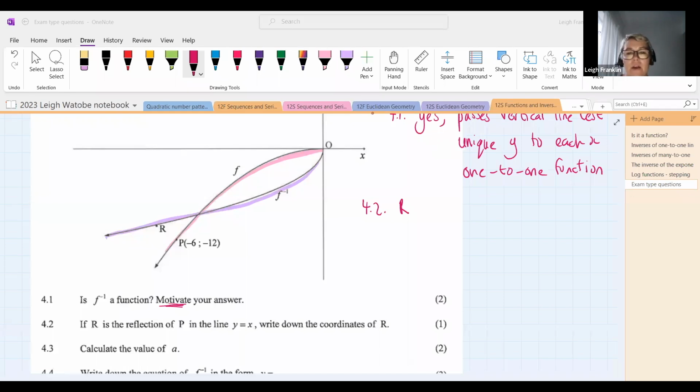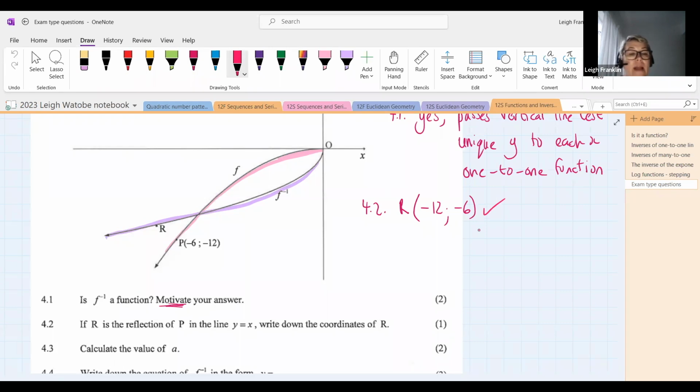Perfect. Okay. So the x coordinate would now be -12 and the y coordinate would be -6. Remember, an inverse is the same as reflecting something over the line y equals x. So if these two graphs are inverses of one another, then if R is the reflection of P, we would have to switch the x and y coordinates around. Excellent. All right, so there would be one accuracy mark for our answer there.